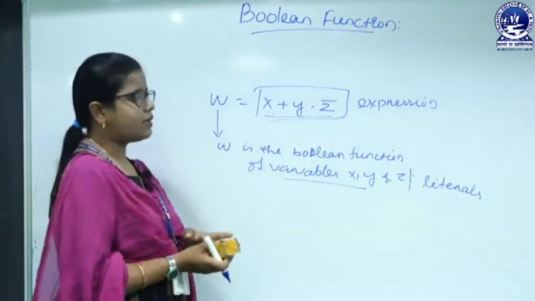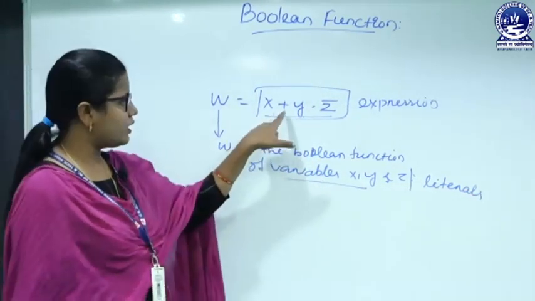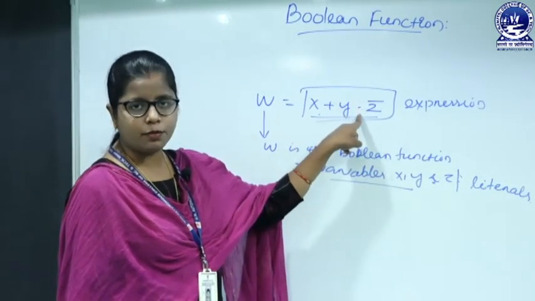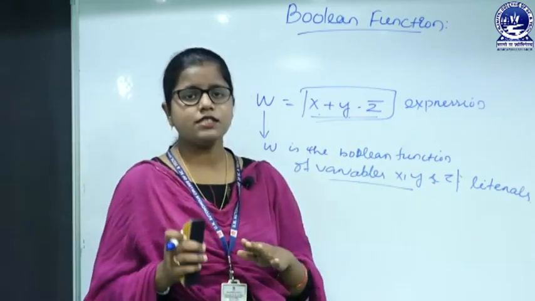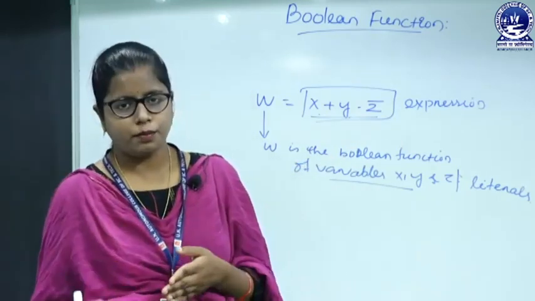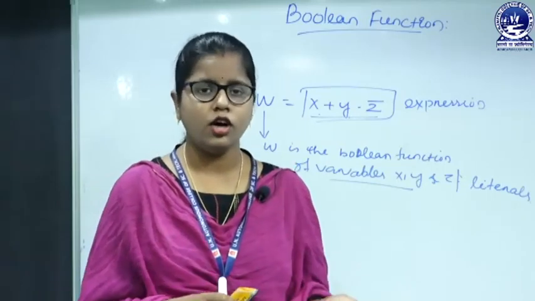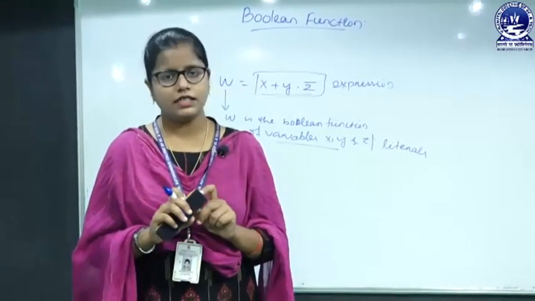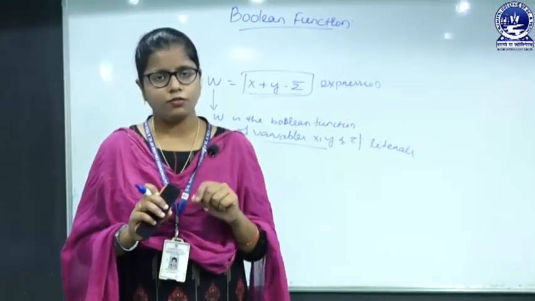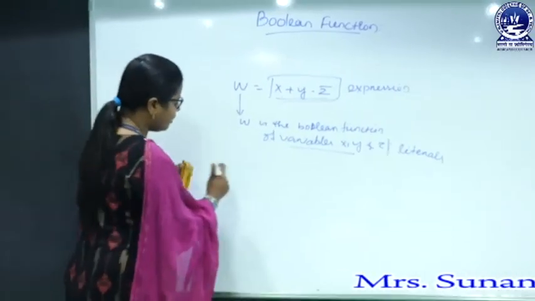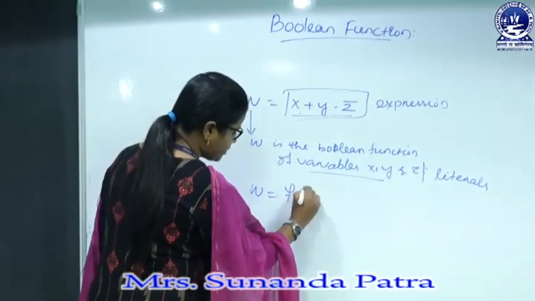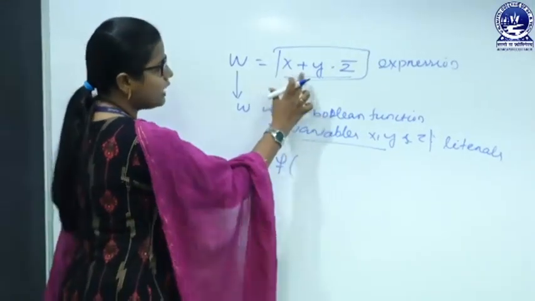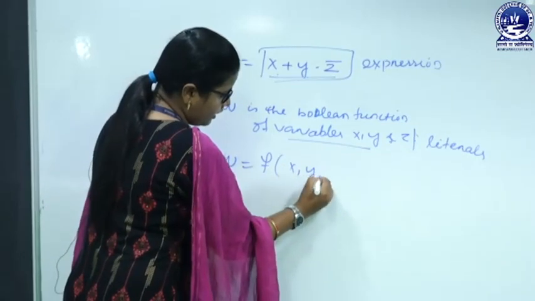By using some literals and some operators, here we are using the plus, that means the OR operator, and the dot, that means the AND operator, and having some literals with us, we can form any expression that is called w or any Boolean function. Or we can say w equals a function of which literals or variables we are using. We are using x, y and z.